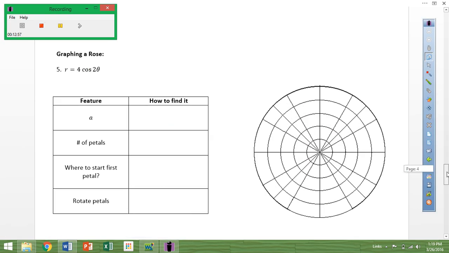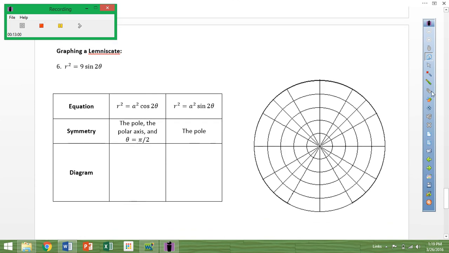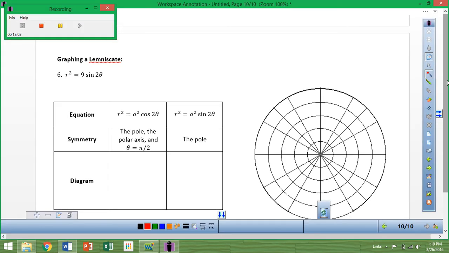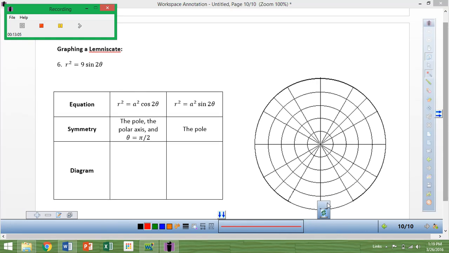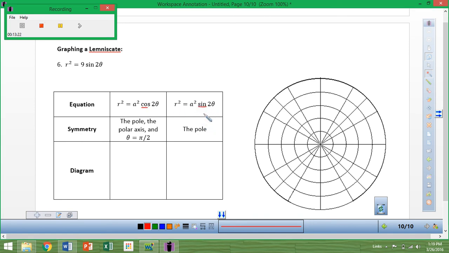Okay, the last one that we're going to look at on the notes is a lemniscate. And to graph one of those, it's really going to be pretty easy. Your equation, and I've got those here, is either r squared equals a squared cosine 2 theta or r squared equals a squared sine 2 theta. So what changes is cosine or sine. Everything else is staying the same. If it's cosine, there's symmetry about the pole, the polar axis, and the y-axis, or theta equals pi over 2. And if it's sine, there's just symmetry about the pole.